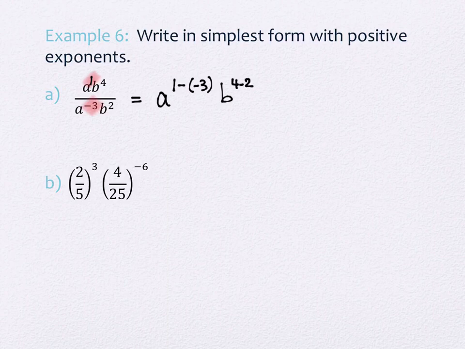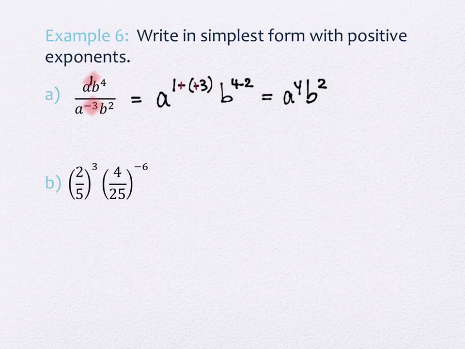All right, so what is 1 minus negative 3? Yeah, I end up adding. 1 minus negative 3 is 1 plus 3, which makes it A to the 4th. And what about for B? It's 2. I want, when I'm done, to have positive exponents, and this one has positive exponents, so it is done.